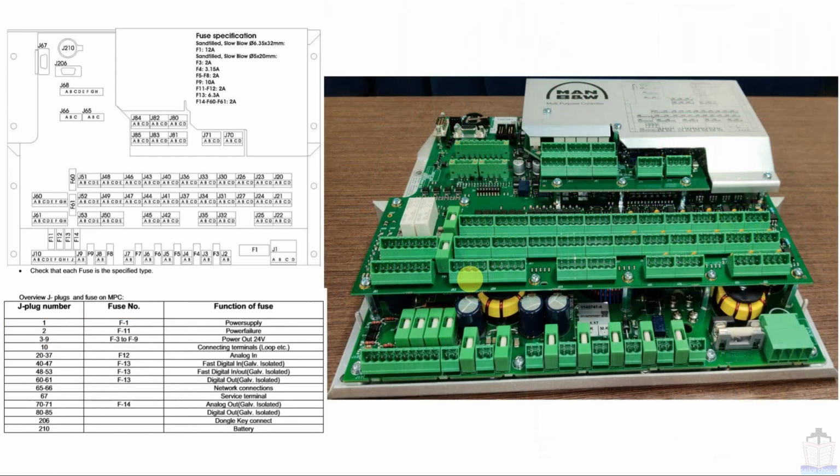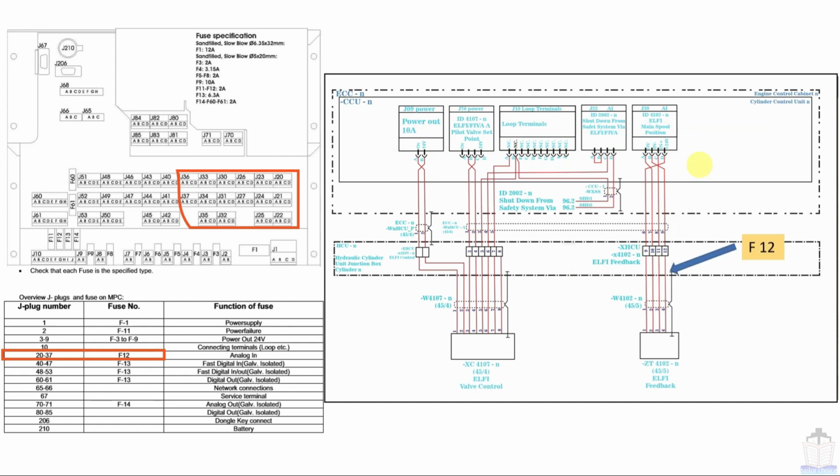Okay. Now we are moving to the next, that is F12. F12 is located over here, and this F12 supplies power from channel number 20 to channel number 37. These channels are basically analog input channels. Now we will see in the electrical diagram. So here this is channel 30 and this is the 24 volt supply. This 24 volt supply is coming from F12, that is fuse number 12.